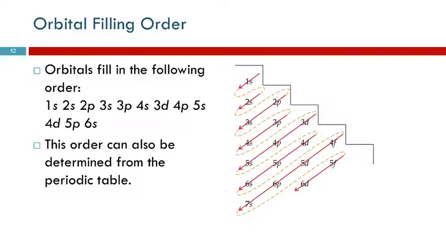Okay, now I told you there's this mishmash in the ordering. Well, this is one way you can remember the orbital filling. I don't necessarily recommend it, though, but there it is. If that makes sense to you, you go right ahead. But we can also figure this out from the periodic table, which I think is much easier.